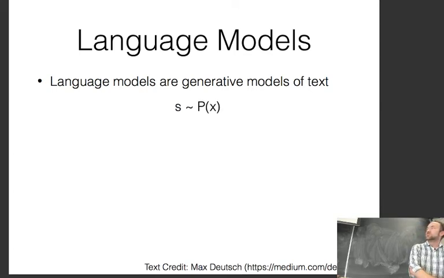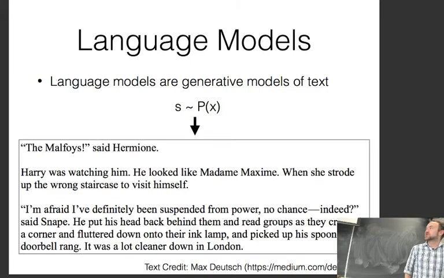Language models are generative models of text. So if we have a sentence S, we can sample this from our distribution over language, and we can use this to generate something like this. This was an example of a recurrent neural network LSTM language model trained on all the Harry Potter books, and then they tried to have it generate a new Harry Potter book. So the Malfoys said Hermione. Harry was watching him. He looked like Madame Maxime when she strode up the wrong staircase to visit himself.